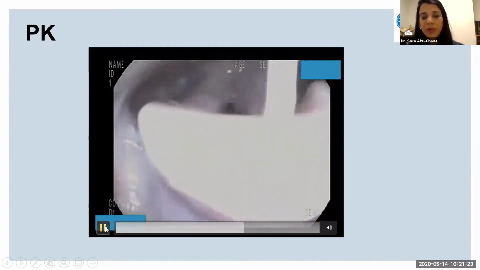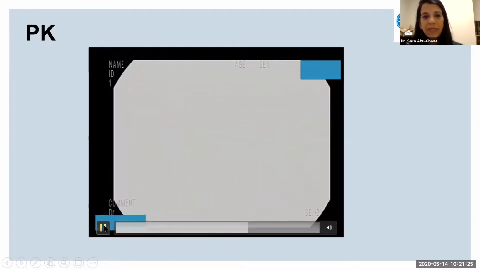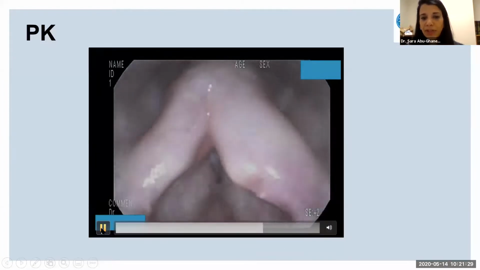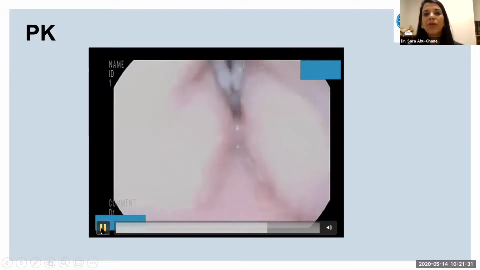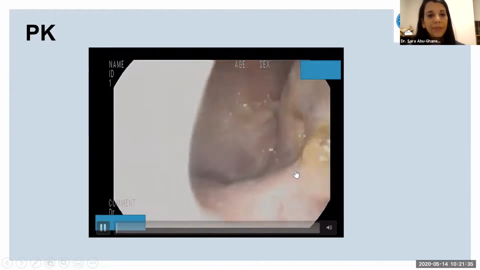In terms of our stroboscopy, as we expect to see, there is reduced mucosal wave bilaterally. There is irregularity and incomplete glottic closure.